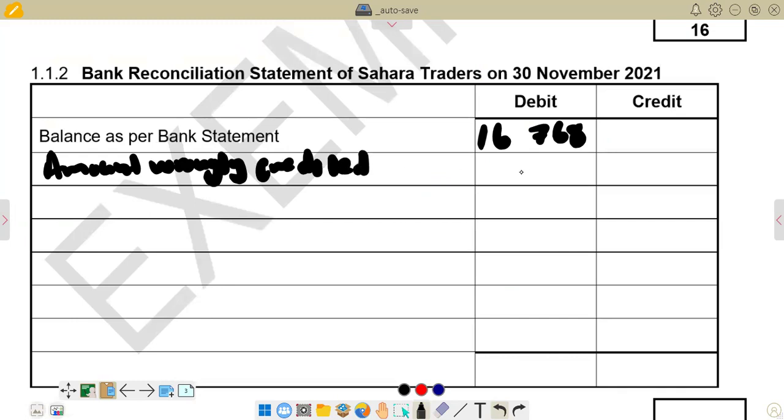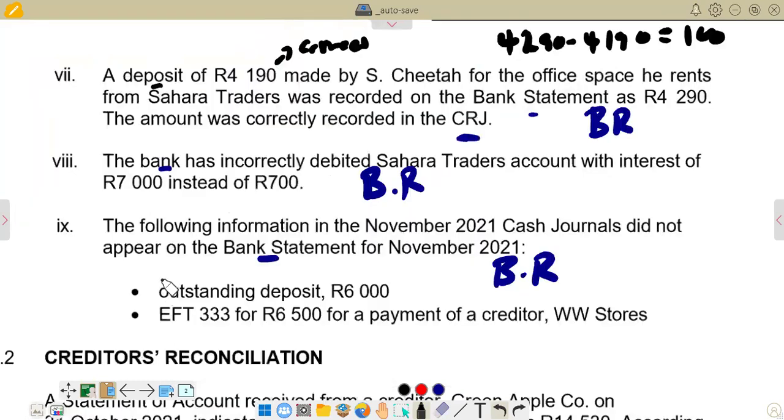Having an amount of 100 and we need to cancel, so we're putting 100 on the debit side. So we go back again to see what we have next. Now we're saying the bank erroneously debited Sahara Traders' account with interest of 7,000 instead of 700. You see, the correct figure is 700 and the debit is 7,000.